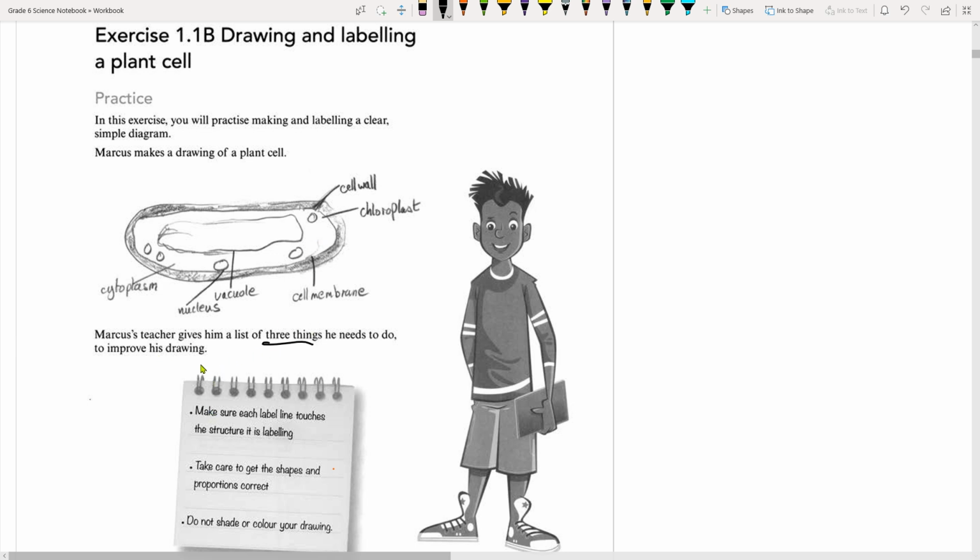He drew this, and the teacher gave him 3 directions to improve this. Make sure that each label line touches the structure, which you see that the chloroplast label is not touching the chloroplast. There's a problem there, right? Take care to get the shapes and the proportions correct. Now that is also the problem.